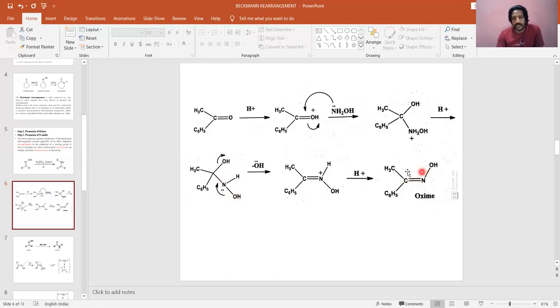Okay, geometrical isomer. What happened here actually is, if I say it in a very simple way, this OH and H are 2 groups which have proximity, which are neighboring groups. So they will get eliminated as H2O. That will leave a carbon nitrogen double bond. And that's what we can see here, CH3C6H4 double bond NOH.